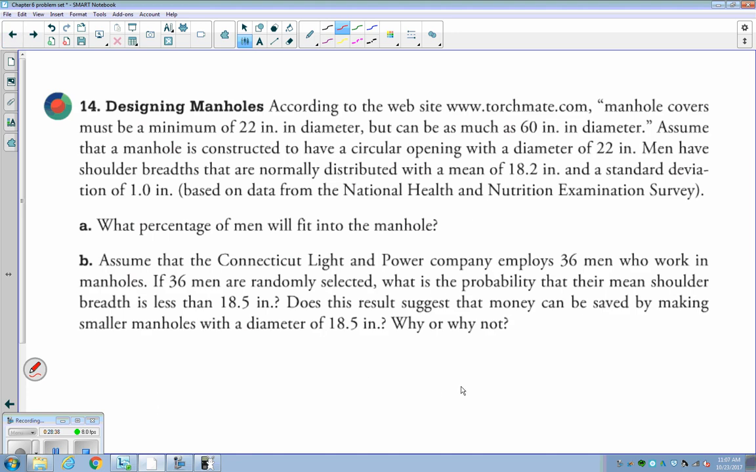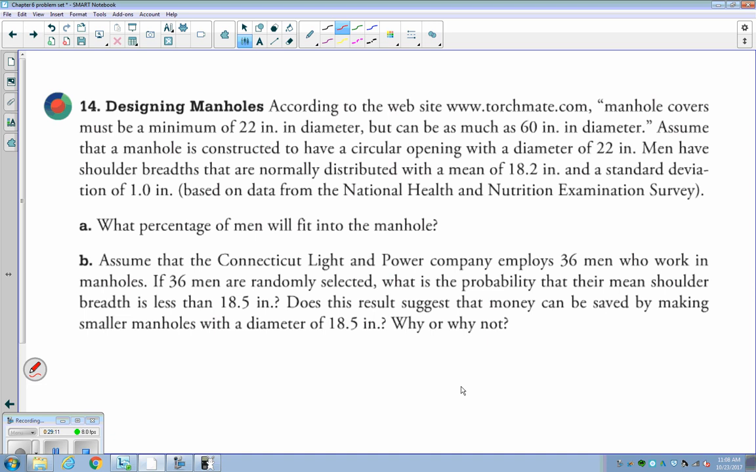Okay. Number 14 is on designing manholes. According to the new website, manhole covers must be a minimum of 22 inches in diameter, but can be as much as 60 inches in diameter. Assume that a manhole is constructed to have a circular opening with a diameter of 22 inches. Men have shoulder breadths that are normally distributed with a mean of 18.2 inches and a standard deviation of 1 inch.